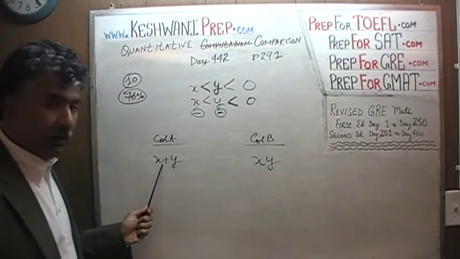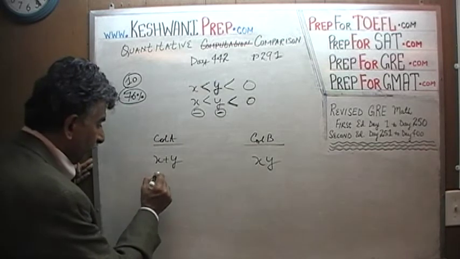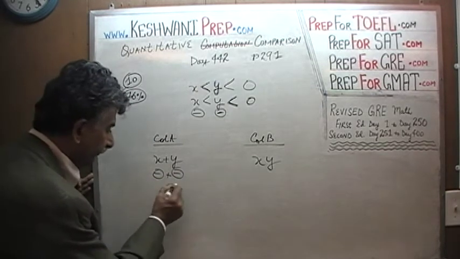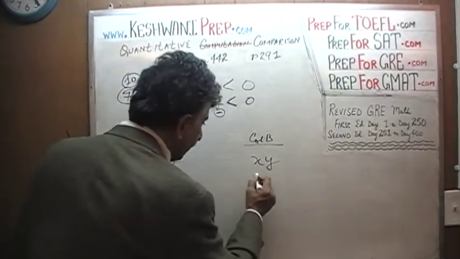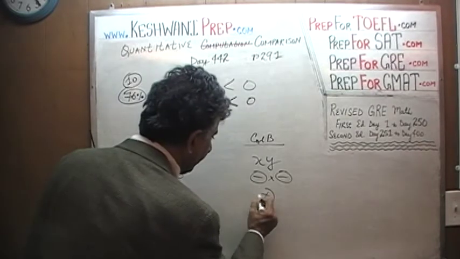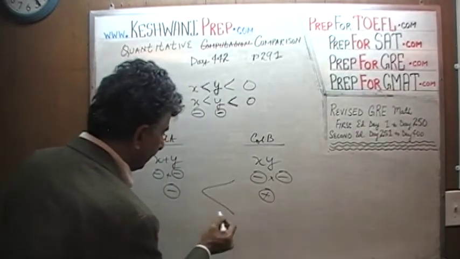So here we have their sum. Of course, the sum of two negative quantities will be negative. And the product of two negative quantities will be positive. And positive will always be more than negative. The answer is B.